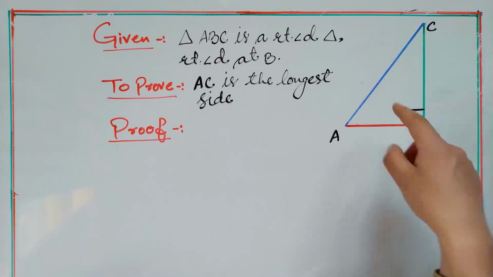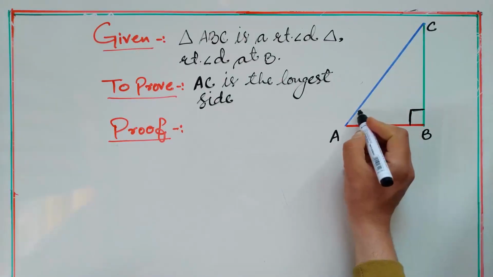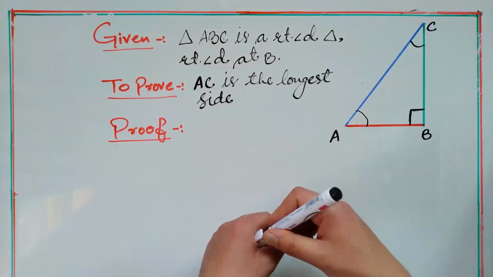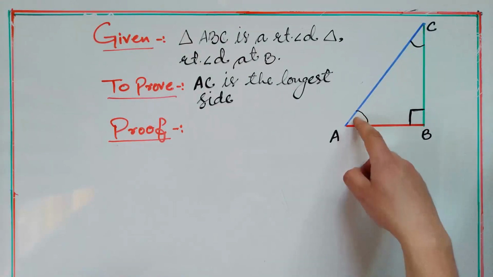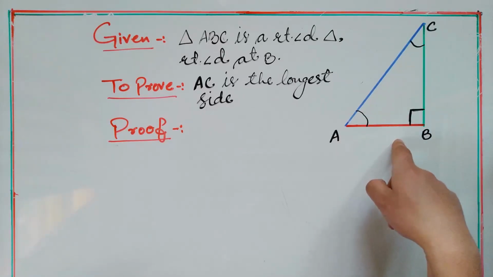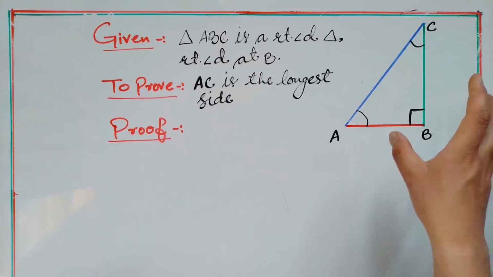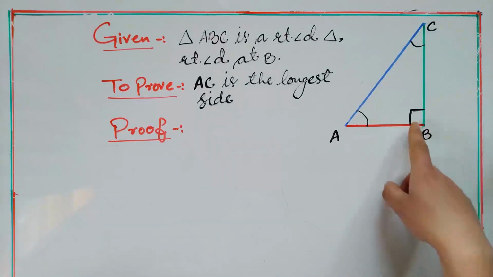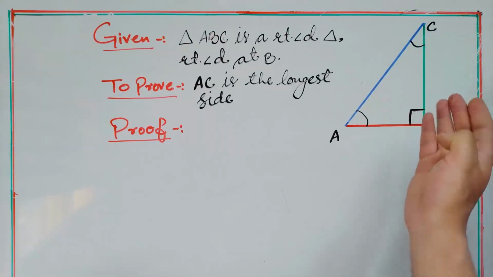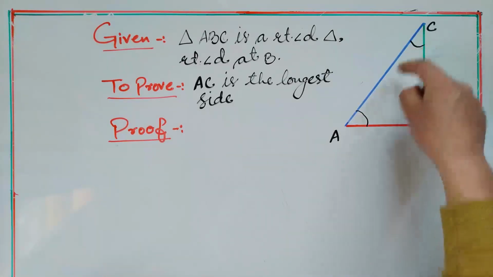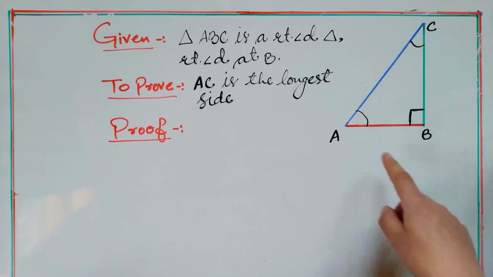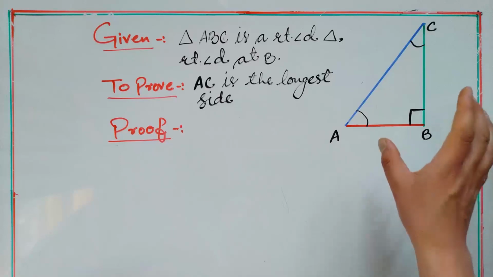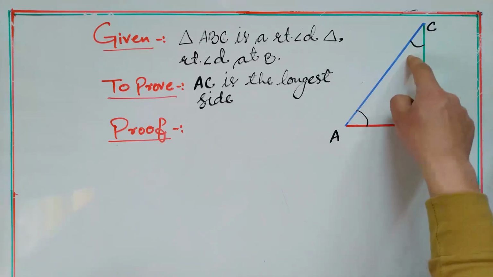Now we know that in this triangle there will be three angles. This one is angle A, this one is angle C, and this is our 90 degrees. If this is 90 degrees, these two will be lesser than it. Why? Because the sum of the three angles of a triangle is 180 degrees, the angle sum property. So if this is 90, then the remaining 90 out of 180 should be the sum of these two angles.